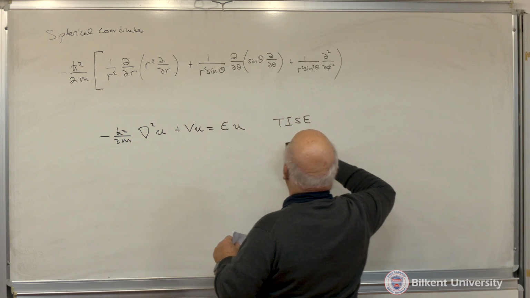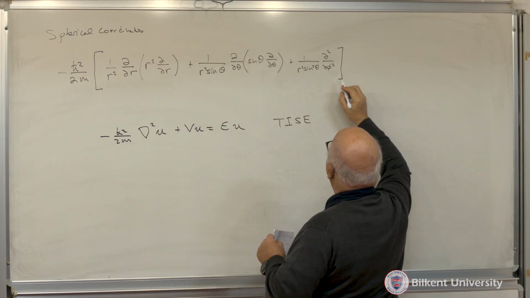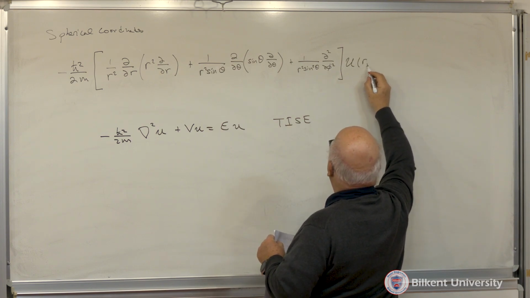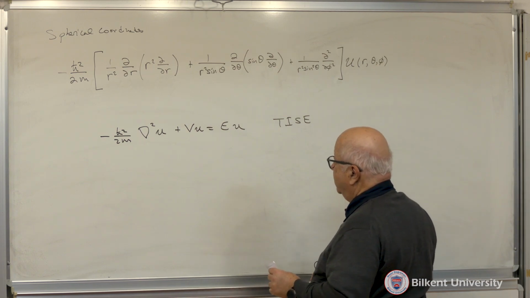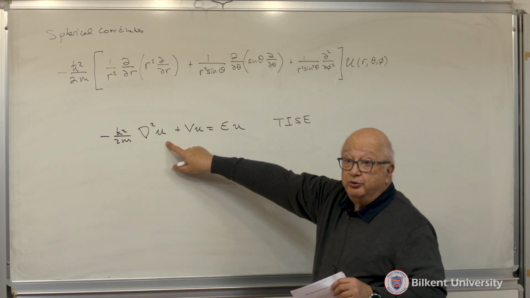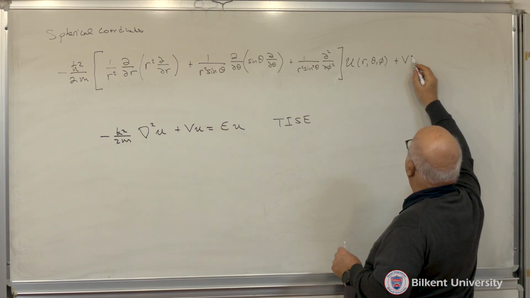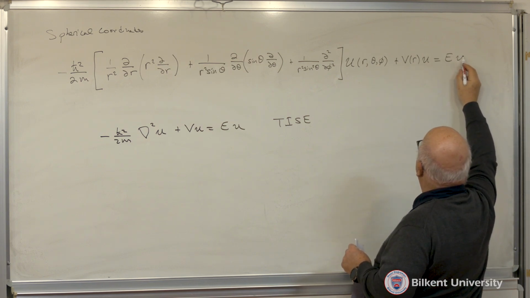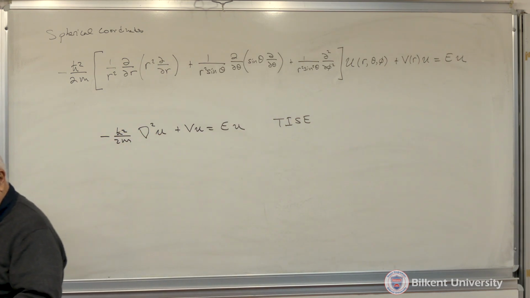So that is now my del squared operator operating on this u, which is now going to be a function of r and theta and phi. I have only written the first term yet. Plus V over r times u is equal to EU. All right, so that's the equation.